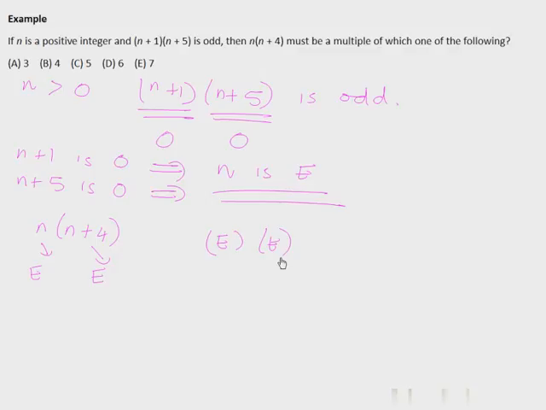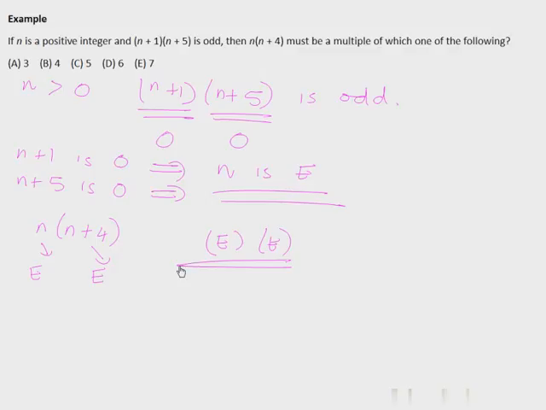Okay. Now we have a product of two even numbers. We can just check what they're divisible by. Of course, the likely answer is 4 because each even number is divisible by 2. So the product will be divisible by 4. So I know the answer is 4.